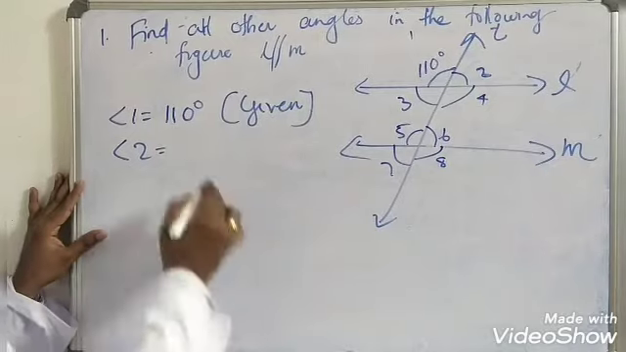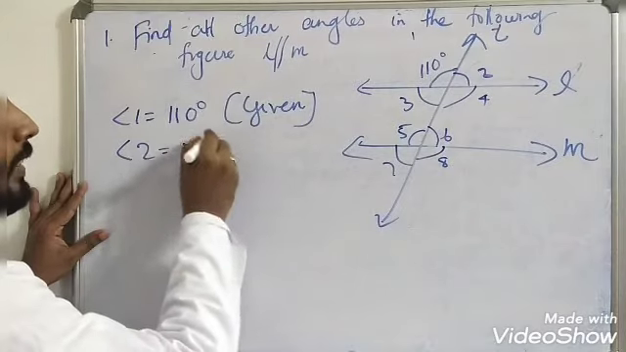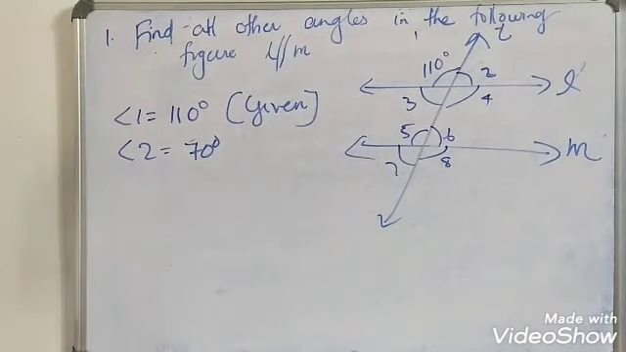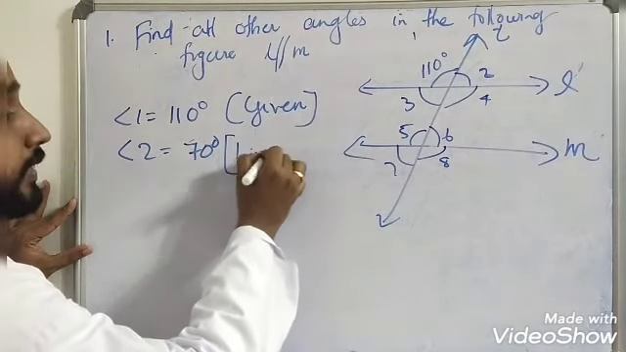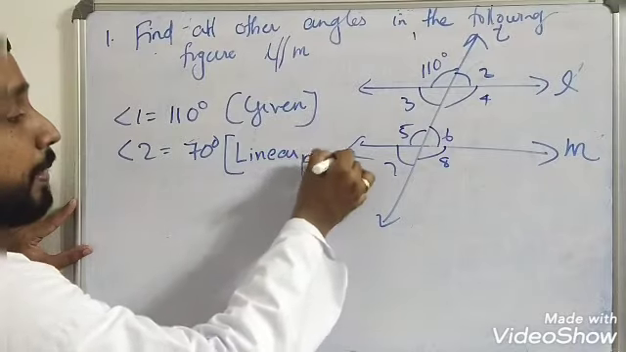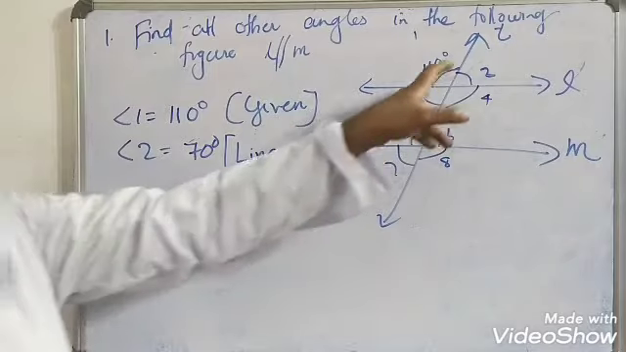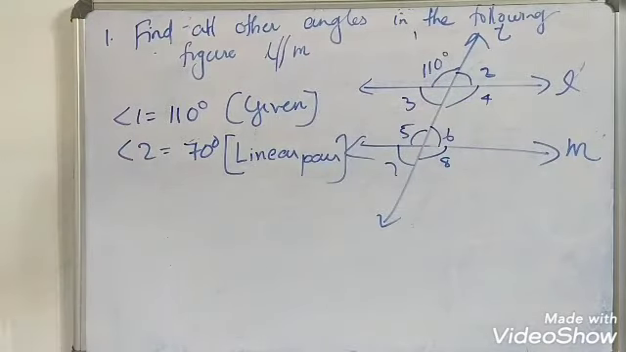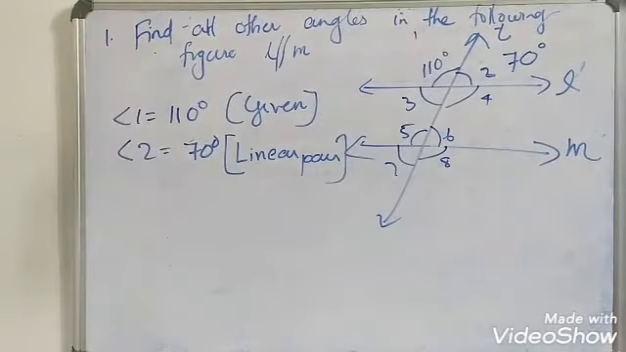So angle 2 is equal to 70 degrees, since they are supplementary and their sum is 180 degrees. The reason we have to write is linear pair. These are linear pairs, so angle 2 is equal to 70 degrees. So we got angle 1 and angle 2.